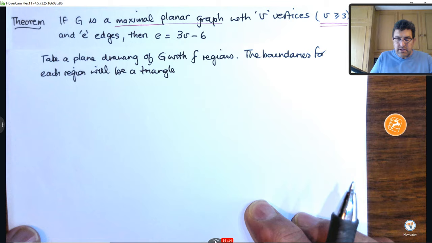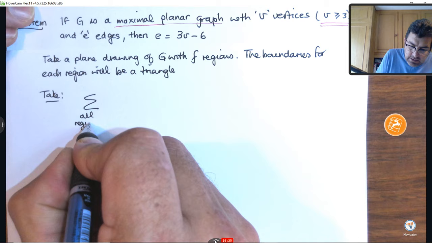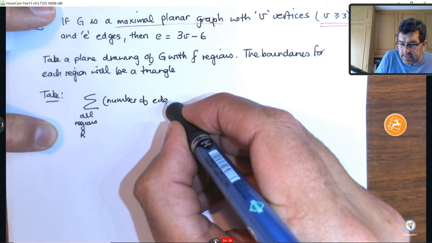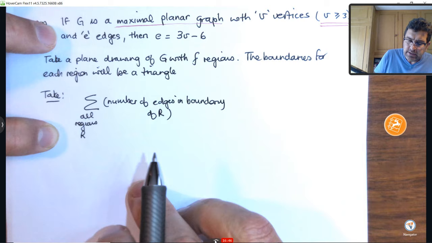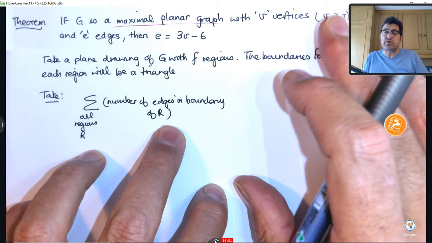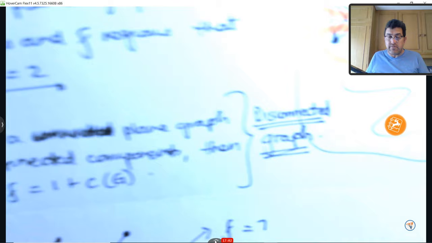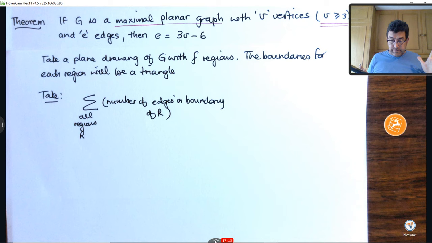Okay, so now if we take the following, we take the sum of all the regions R as related to the number of edges in the boundary of that region. Okay, so in the boundary of the region R. So if there's 20 regions, then we'll have each region as a triangle, so we'll have 60. But now remember, some of those regions are adjacent to each other, like in a previous case that we've looked at here. Okay, so that edge was counted twice, that edge was counted twice. So where regions are connected, they are connected through a particular vertices and an edge.